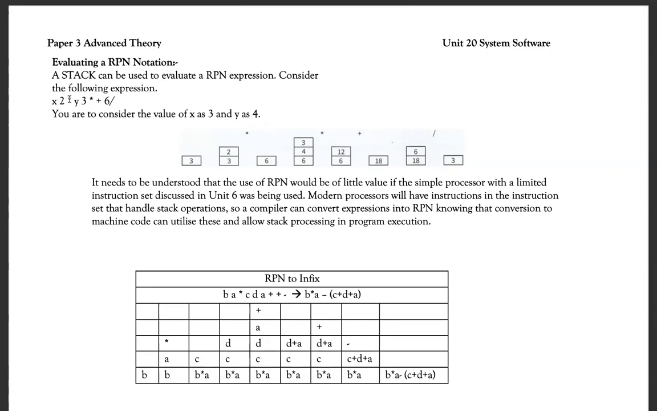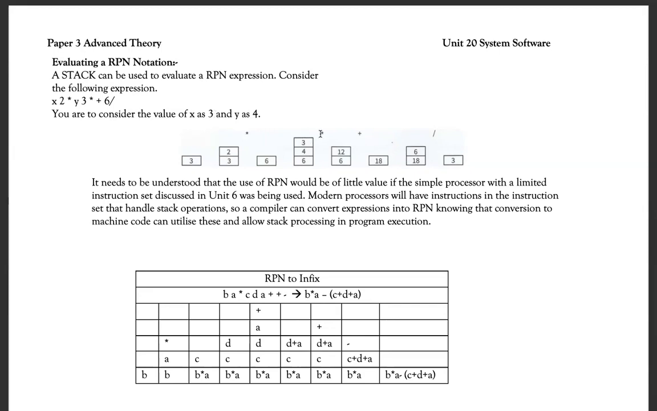Then we see this multiplication sign. If I see a multiplication sign, I simply apply this operation on the last 2 values and push the result back in the stack. So this multiplication will multiply 3 by 2, and the result, 6, is stored back in the stack. After that, I see a y, which is 4. 4 is pushed on top, followed by another 3 pushed on top of the 4, and followed by a multiplication sign.